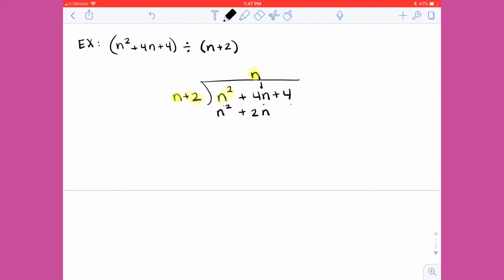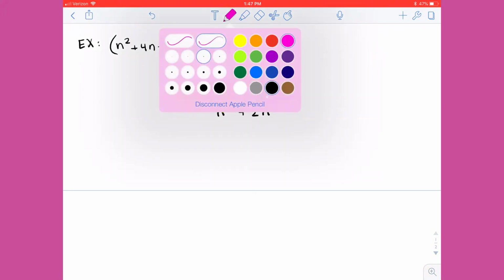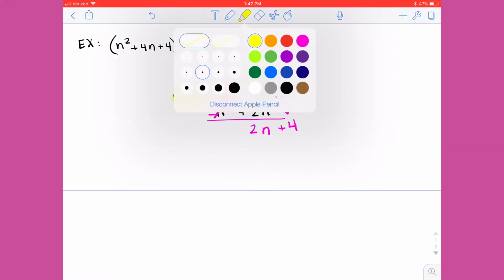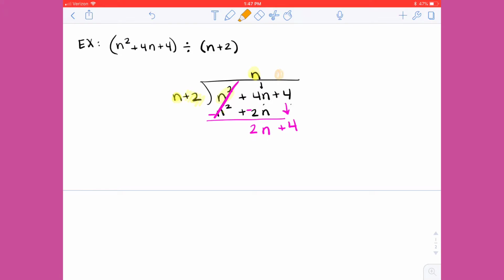And now everything has to subtract. So I'm putting a subtraction here and here. N squared minus n squared goes away. 4n minus 2n is 2n. And bring down what's left over. Much better. And now I'm going to ask myself, okay, what number times n will give me 2n?